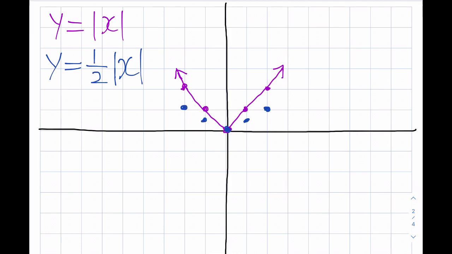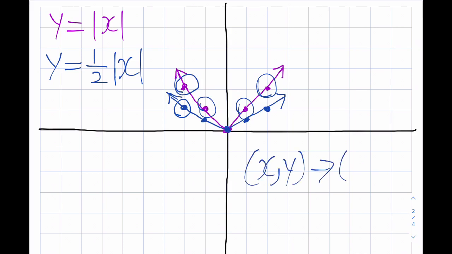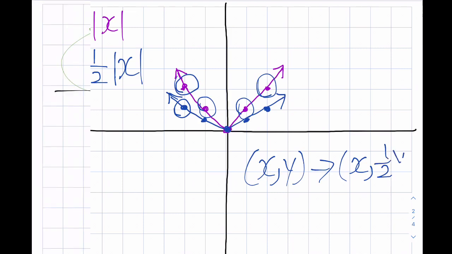So as you can see guys, we drew the blue function, which is a vertically stretched function by a factor of 1 over 2. And as you guys can see, its points are halfway between the x-axis and the purple points right here. And this shows us that the blue function was vertically stretched by a factor of 1/2. And its mapping notation can be written as (x, y) arrow (x, 1/2 y).